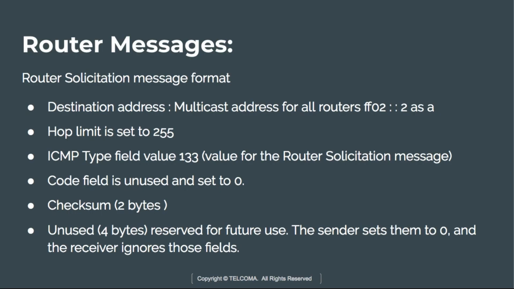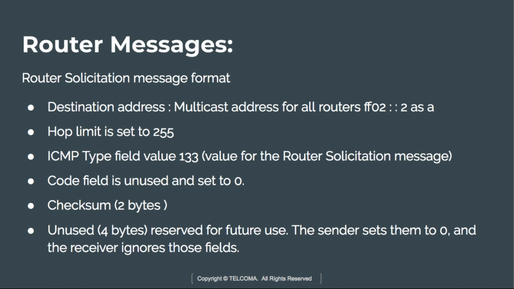Here, as this is a router solicitation message issued by the devices, the destination address is the multicast address for all routers. So the routers present in the network are addressed through the multicast address of all routers. Its prefix will be FF02::2, and the hop limit is set to 255. It means it will only go to the routers in the network.